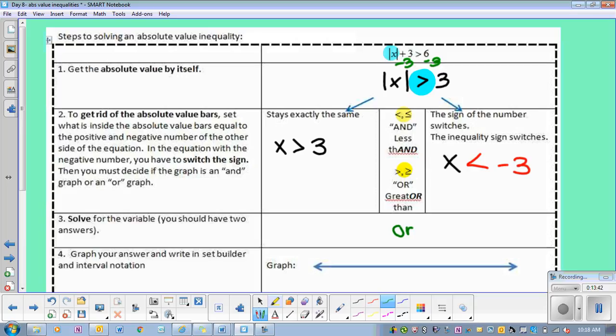So when I go to write my two answers, I have x is greater than 3 or x is less than negative 3. You see that?